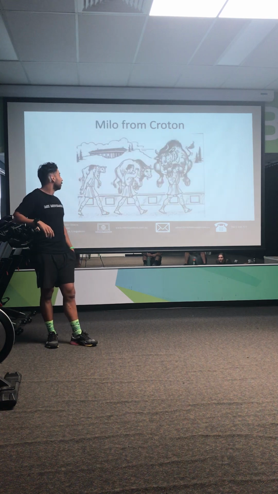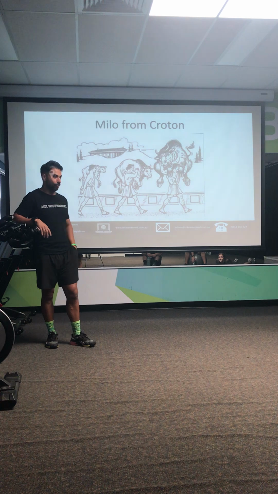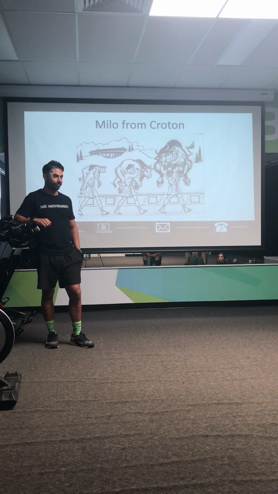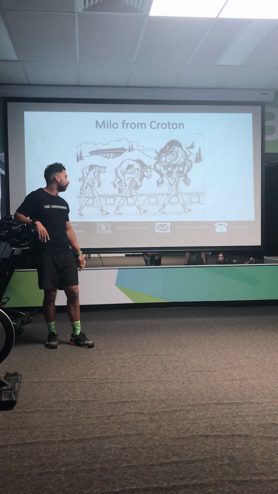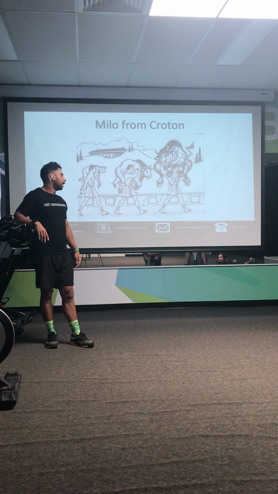We've got a history lesson. Who knows Milo from Croton? Dano, you want to give us a bit of a story about Milo? I can't remember the full context, but that's the picture we use a lot at uni when explaining how progressive overload affects someone. Beauty. So Milo from Croton is, I think, a Greek athlete from 540 BC or something like that.